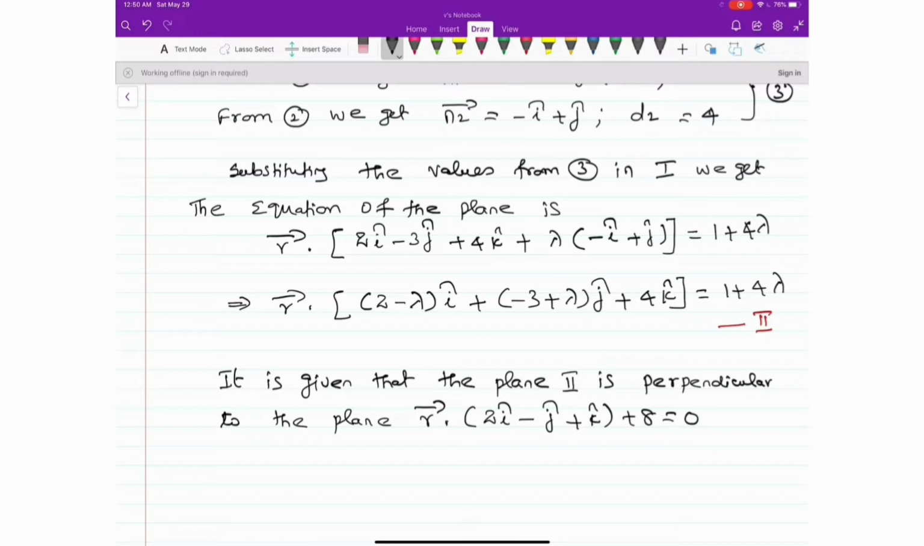I think we have discussed 5 or 6 types which can be asked in the board examination to get the value for lambda. Here the condition given is that the particular plane 2 is perpendicular to vector r dot (2 i cap minus j cap plus k cap) plus 8 equal to 0. So that is the condition given to get the value for lambda.